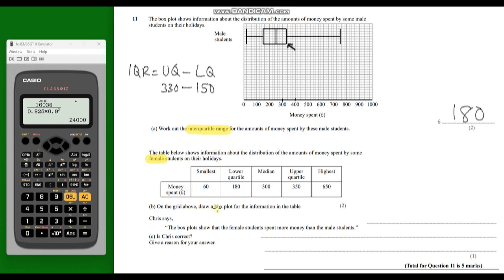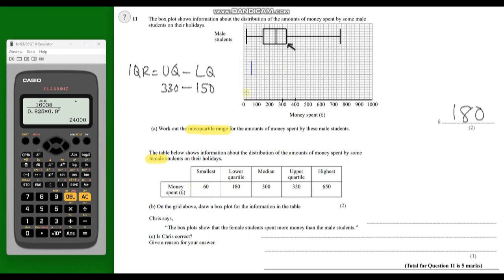On the grid, draw a box plot for the information in the table. Okay, so what have we got? We've got the smallest value is 60. So 60 is, let's do it down here to give ourselves a bit of room. So 0, 20, 40, 60. Actually, let me get my line tool out, be a bit more accurate. 0, 20, 40, 60. So that is 60. See, the lowest is higher than the boys.